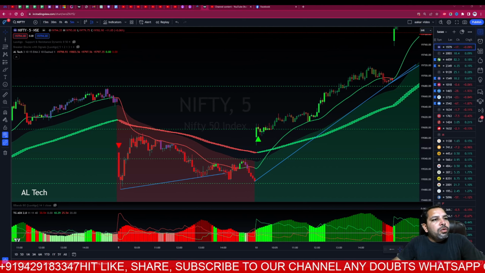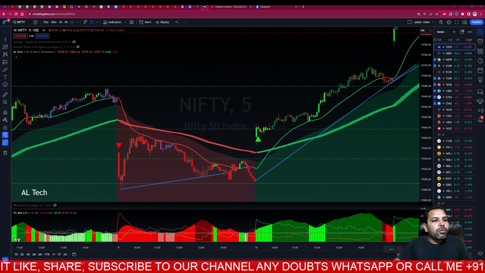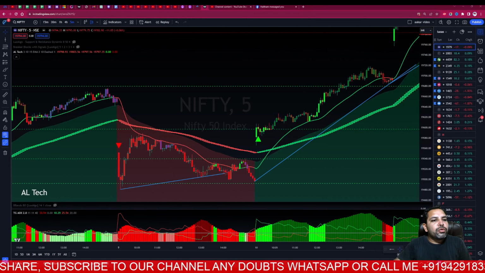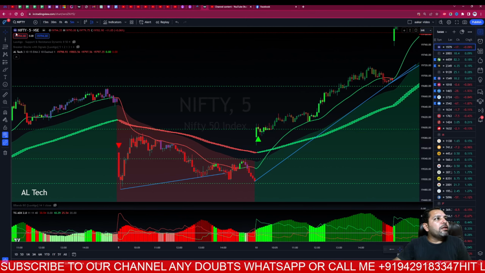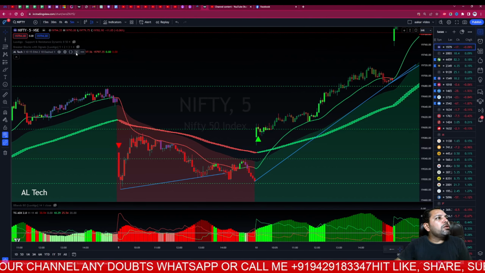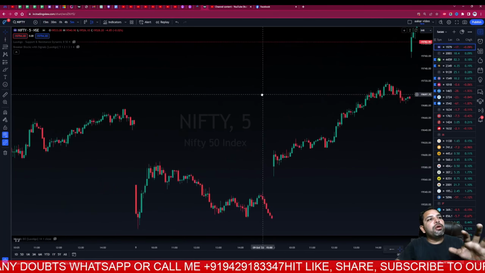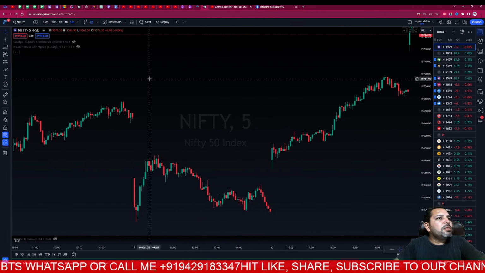So let's go to the chart. Let me tell you each and every step of how to use a specific indicator and how you can get the access. Firstly, if you are new to TradingView, let me remove all of this. Once you log into TradingView, you will find this chart. This is the Nifty 5 minute chart.